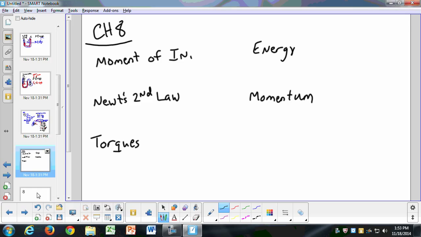Those are all the major topics. I'll just summarize them here, and then we'll go back and look at them in more detail. I is the sum of mr squared. We've already done some of those, like for discrete particles. Or also, I can be for a particular shape.